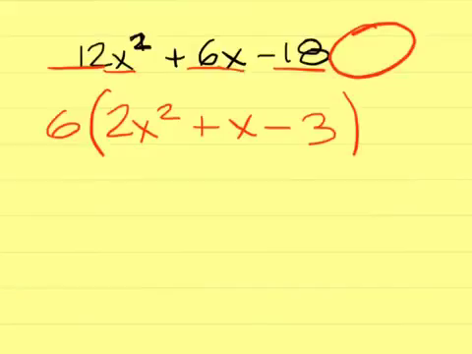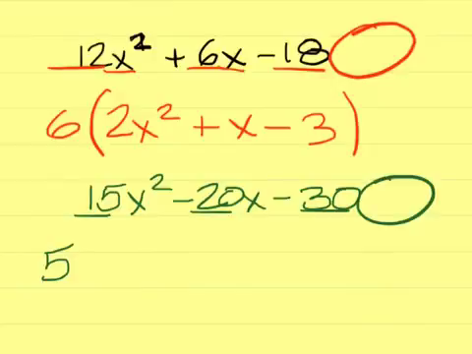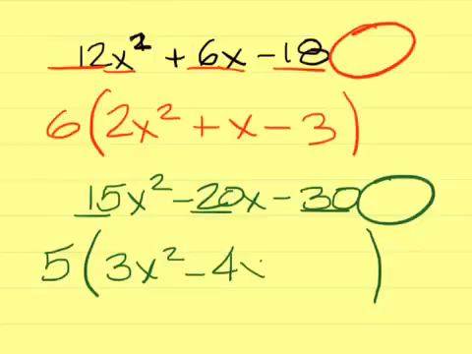Another example is 15x to the second minus 20x minus 30. The highest number you can take out of all three is a 5, but there is no x term on the last one, so you cannot factor out an x from all three. Just divide all three of them by 5 to get 3x squared minus 4x minus 6.